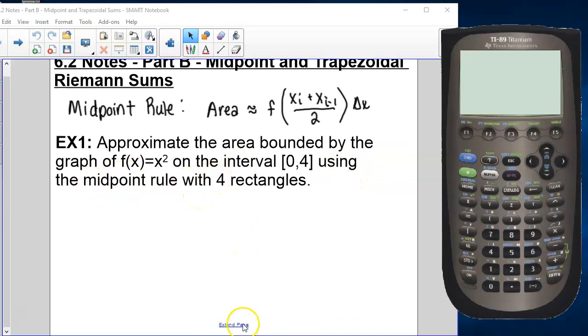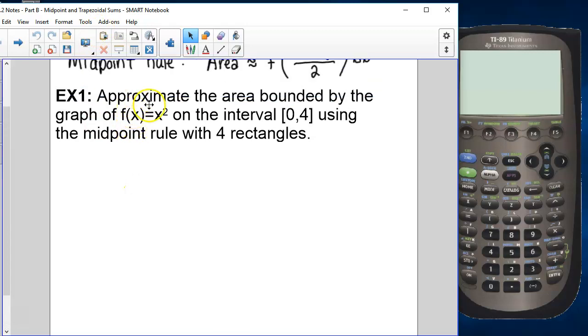Okay, so if we are graphing, let's get a sketch of this graph. It will be from 0 to 4, so 0 squared is 0, 4 squared is 16. So when we graph this, we need to draw a pretty tall graph here.